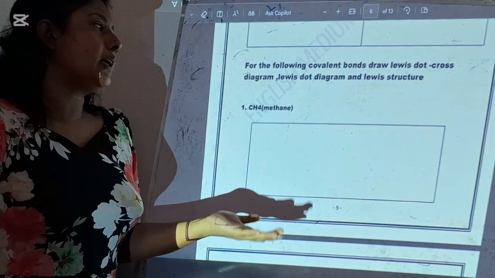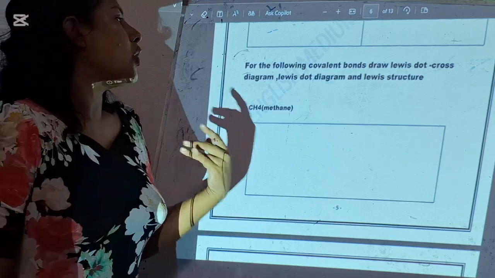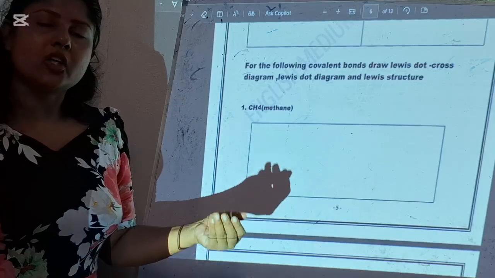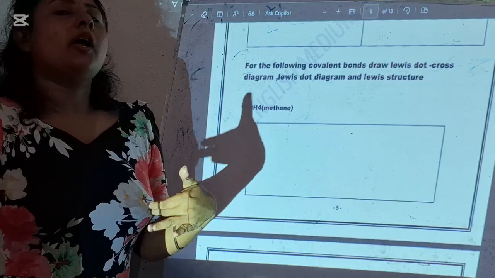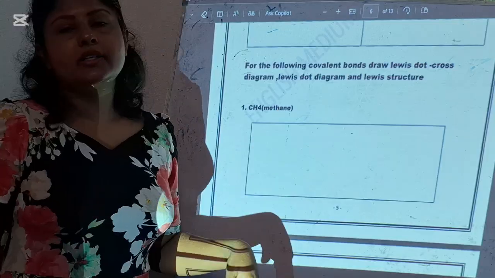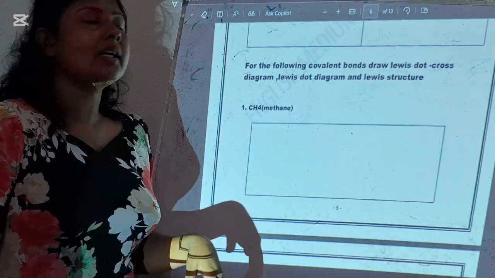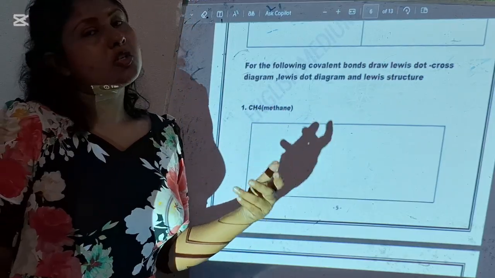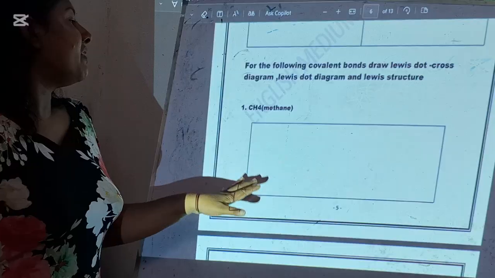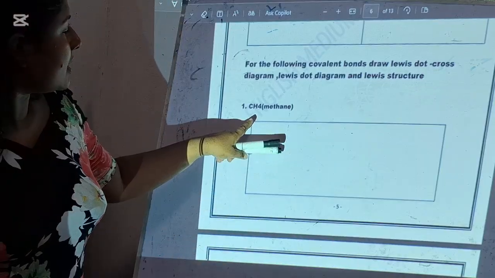For the following covalent bonds, draw the Lewis dot cross structure diagram, the Lewis dot diagram, and the Lewis structure. First the Lewis dot cross structure, secondly the Lewis dot diagram, lastly we are going to draw the Lewis structure. Shall we learn how to make them? Look at this.